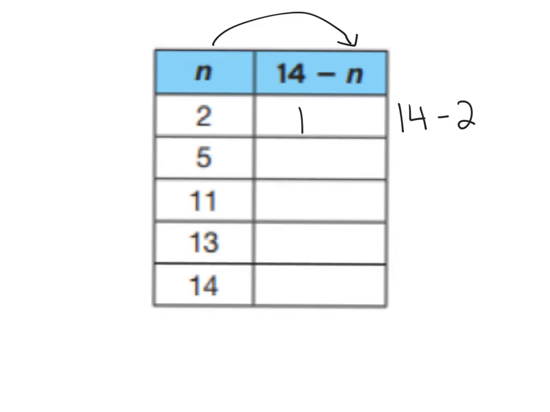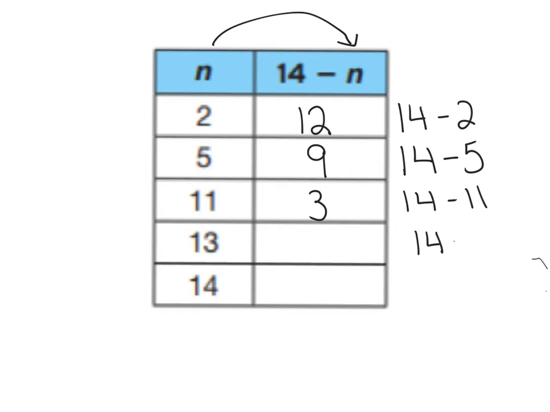14 minus 2, that's 12. Then I would do the same thing for 5. 14 minus 5, because my variable is the one subtracting, which would be 9. And then you have 14 minus 11, and you get 3. 14 minus 13, and you get 1. And 14 minus 14, and you get 0.